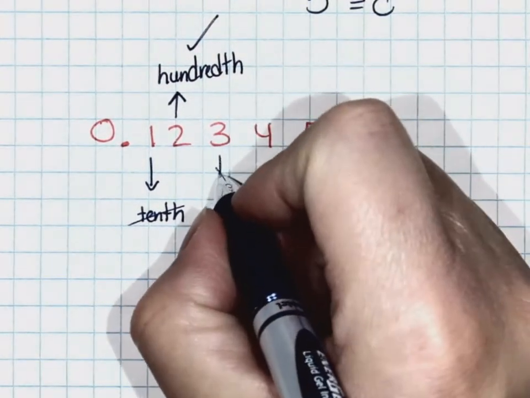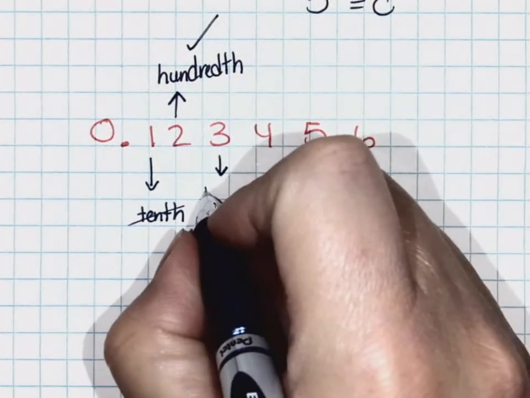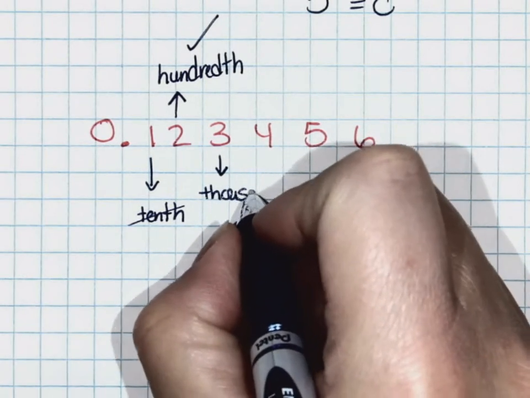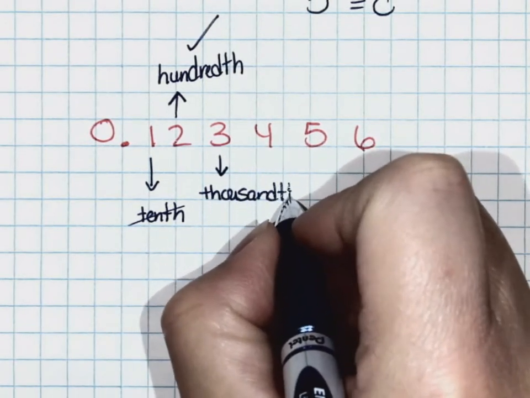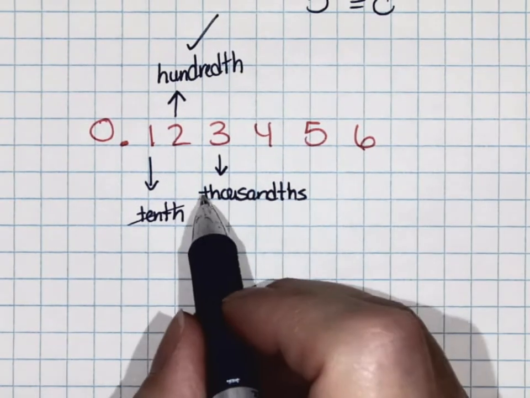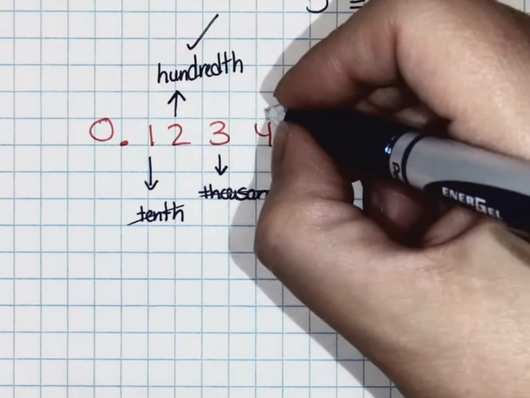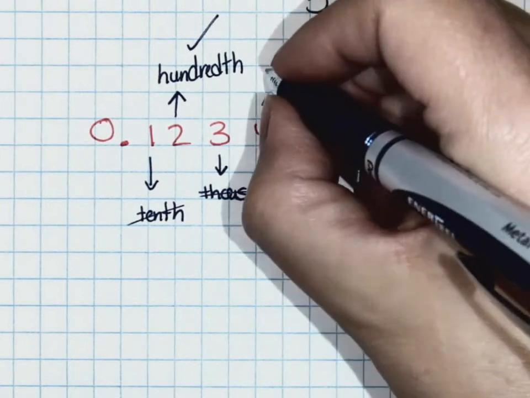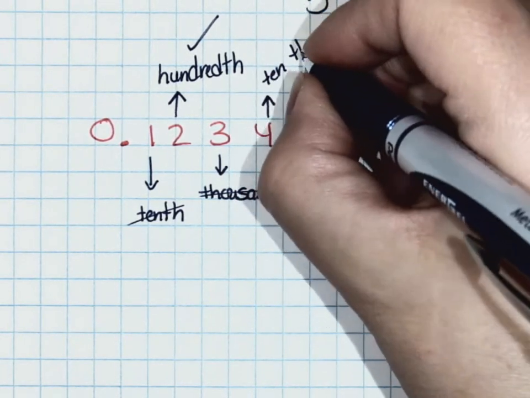The 3, what's that one in? That's in the thousandths. I'm running out of room. Is 1,000 a perfect square? No, so that one's not going to work. The 4 is in the 10,000ths.